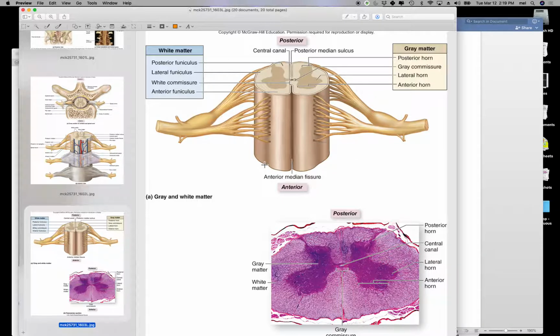So one more time, here's what we have. We have anterior white columns, posterior white columns, lateral white columns, and then we have a little portion in the middle that's called the white commissure. Right? And as long as you know anterior from posterior, then all of that's super easy.